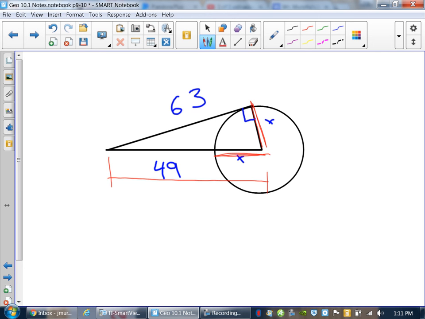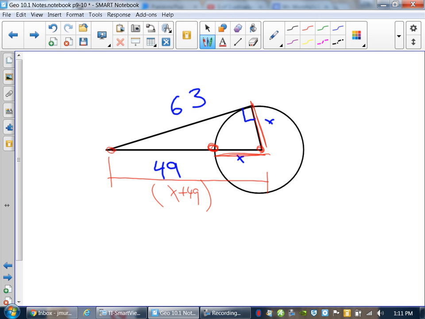Doesn't matter if you go the other way. What's going to happen here is that this entire segment then becomes x plus 49. Because all it is is segment addition. You're adding two chunks together. You've done this exact same problem before, just without a circle in it. The only thing that changes is that they put a circle in it.